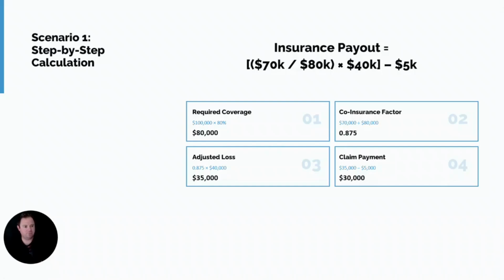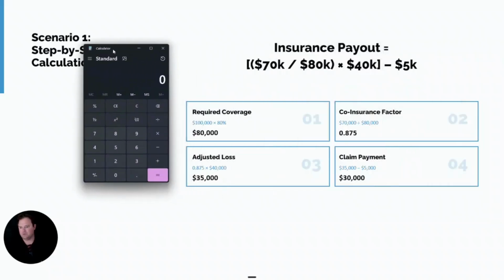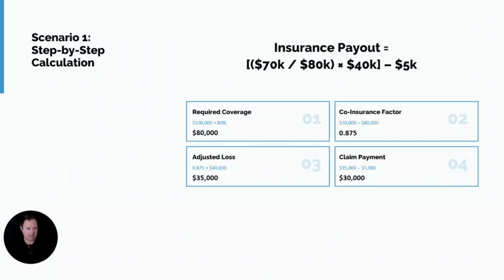Okay, so if I bring over my calculator here, we'll do the math right here. So it's $70,000 divided by $80,000. So that we get our coinsurance factor of 0.875. Multiply that by the loss to get what's recognized. So $35,000 there minus a $5,000 deductible gets us to $30,000 that is going to be paid out here.